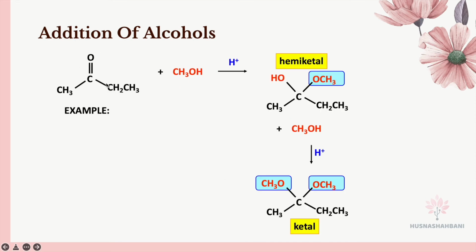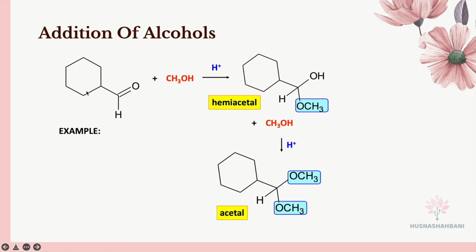For this one, the initial reactant is ketone. Ketone reacts with alcohol in the presence of H+. This C double bond O will become COH. Still have OH group. The name is hemiketal. And further reaction, the OH group will be replaced by this CH3O. So both OR. This is ketal. Because the initial reactant is ketone, the product will be ketal. If the initial reactant is aldehyde, the product name will be acetal.